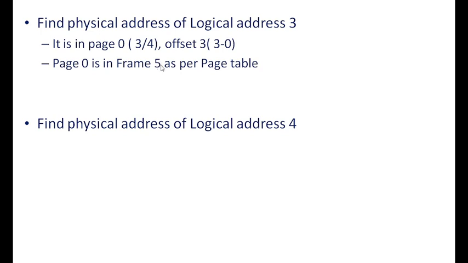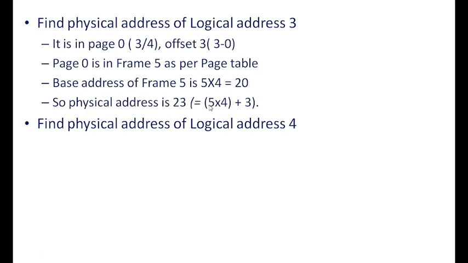As per the page table, page 0 is in frame 5. So you know the frame 5. Now you have to calculate the base address of the frame, and as we did in the previous example, just multiply by 4. So you get the frame number's starting address, or the base address of frame 5, which is 20, and you add the offset. Offset you already calculated. So 20 plus 3, which is 23, is the physical address equivalent to the logical address 3.